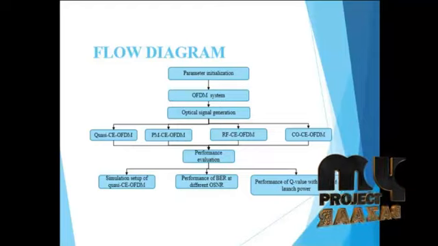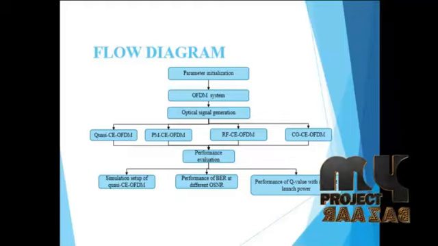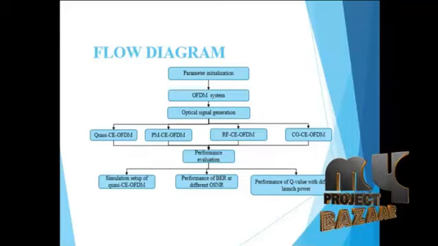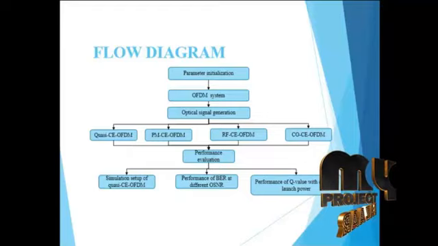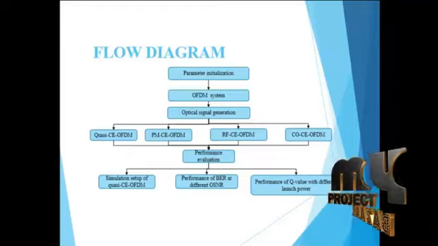On the receiver side, the OFDM is passed through a 90-degree hybrid. That is, the laser pulse is passed through the 90-degree hybrid and then it is given to the IQ modulator. The IQ modulator is used to separate the real and imaginary signals. That is, we get the in-phase signals and quadrature signals on the receiver side.